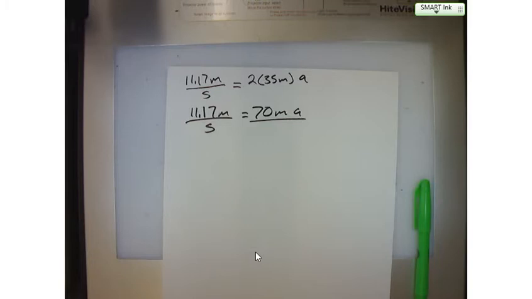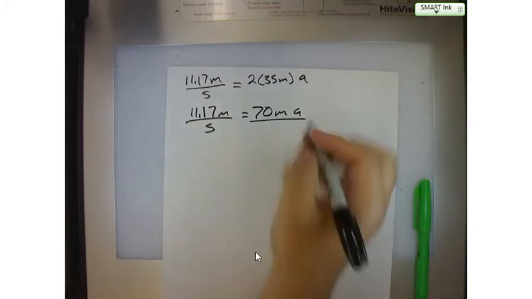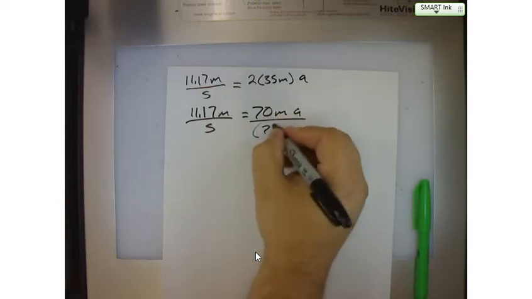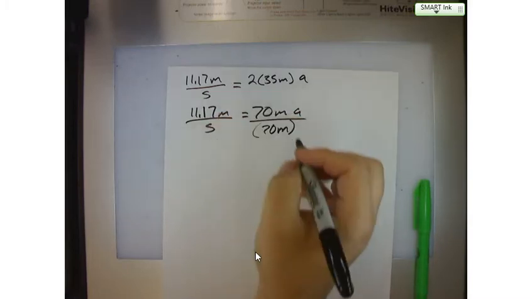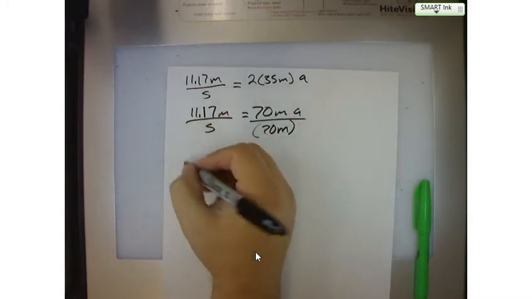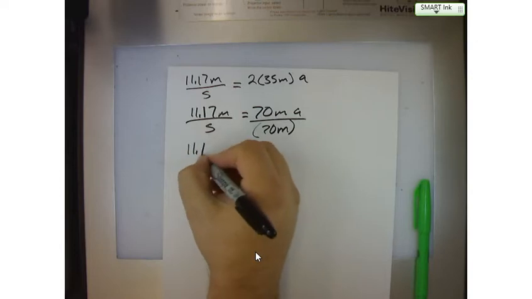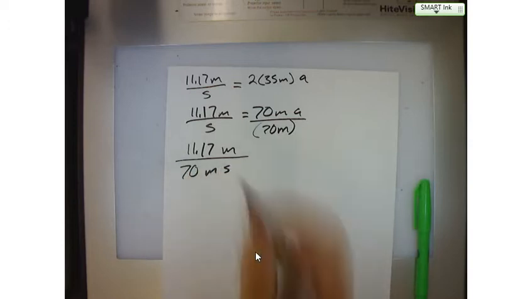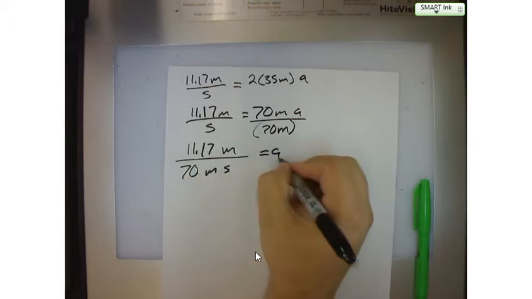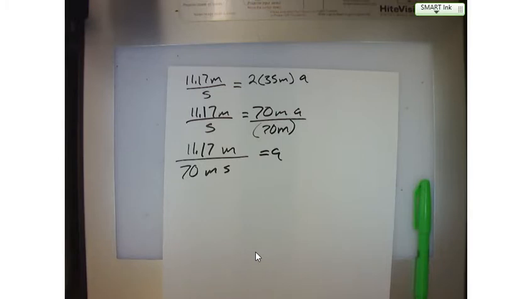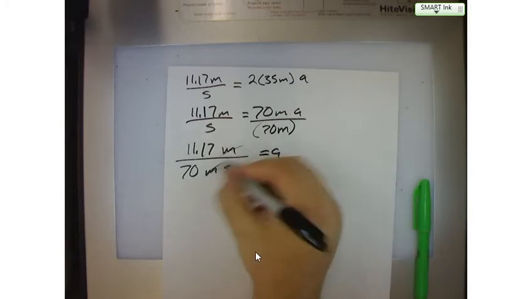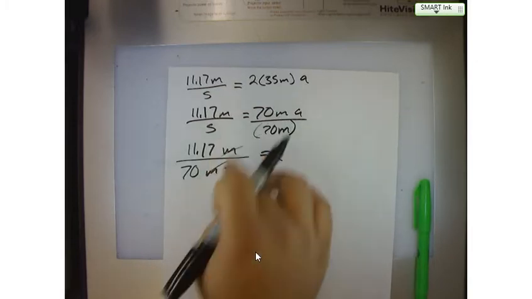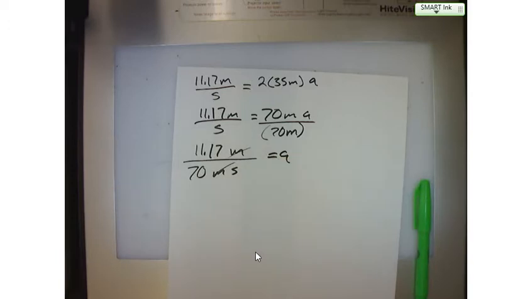I made a mistake. Do you guys see what my mistake is? My mistake is that if I divide by 70 meters on both sides, I get 11.17 meters over 70 meters second. That's my acceleration. Now, if I did not write my units, I would not catch my error. My final answer should be meters per second squared because that's the unit measure for acceleration.